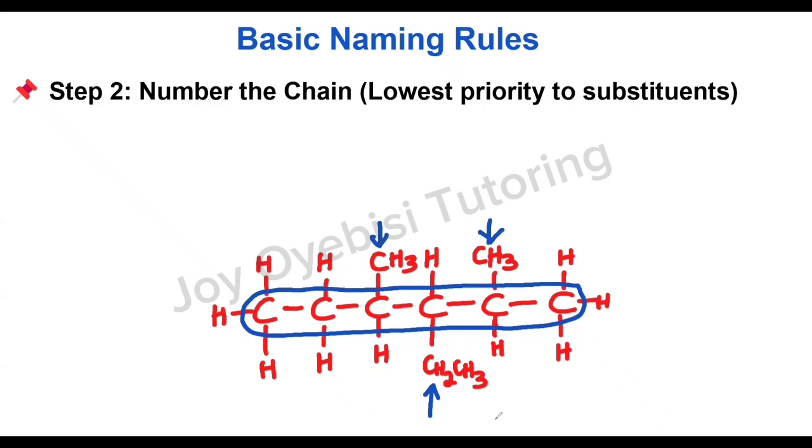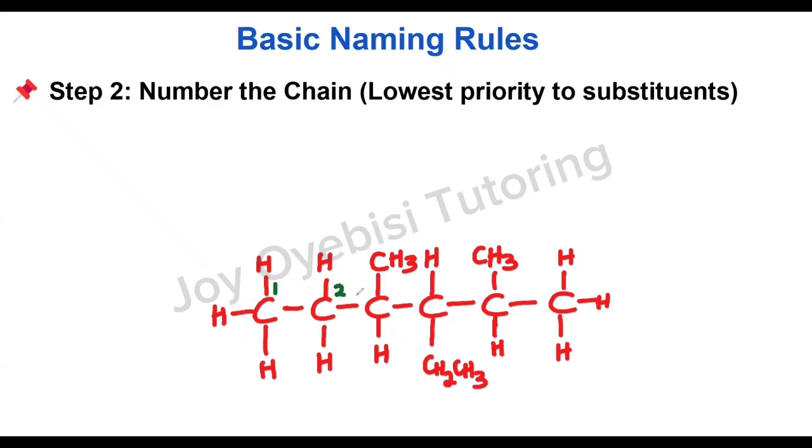Okay? So if you number from the left, you're going to have 1, 2, 3, 4, 5, 6. So that means the positions of the branches or substituents are 3, 4, and 5. Now, what if we number from the right? You have 1, 2, 3, 4, 5, 6. The positions are 2, 3, and 4 against 3, 4, and 5. So the rule states that you're going to go with the lowest numbers. That means that for this particular one, we're numbering from the right.